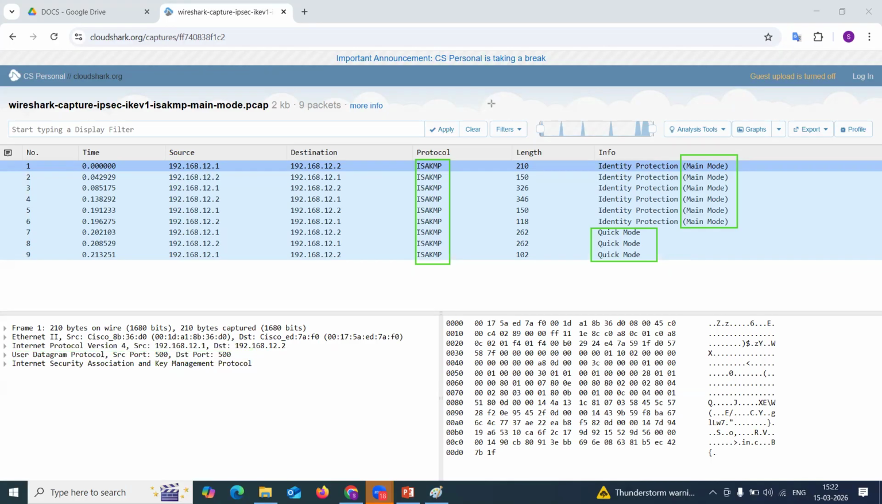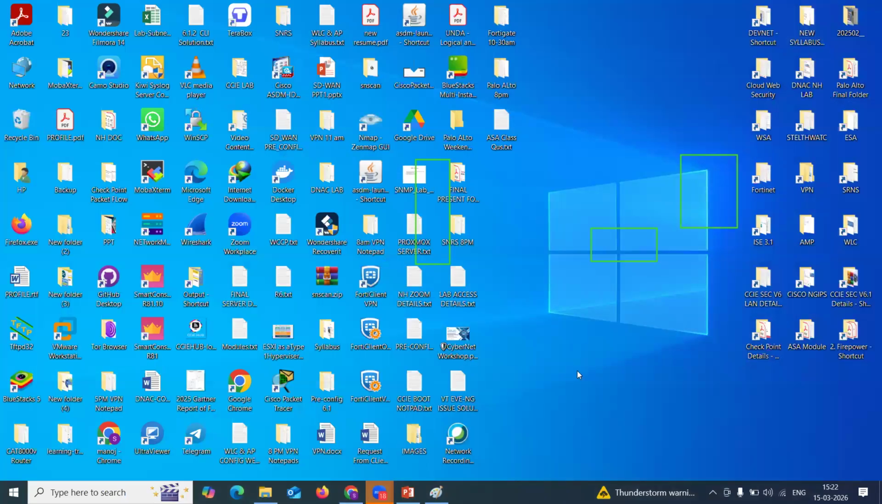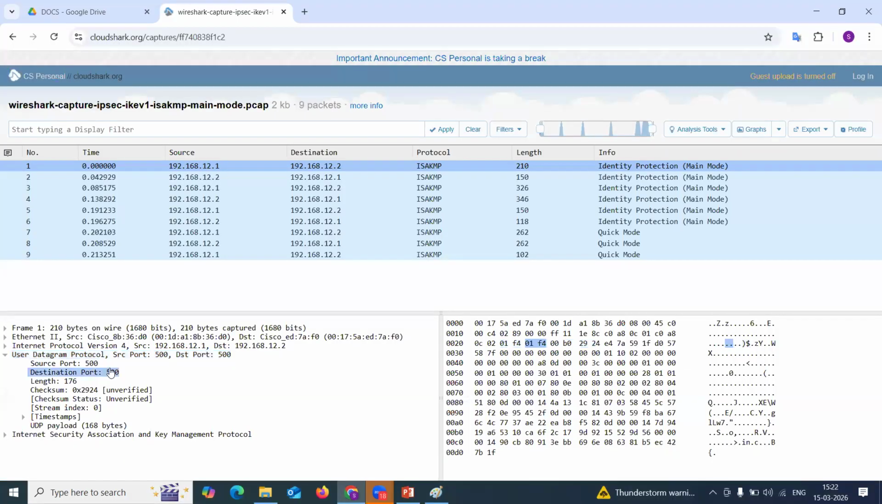Okay, sir. See, guys, generally, whenever you are communicating, your source port is dynamic and destination port is fixed. Generally, whenever you do a communication, your source port is dynamic and destination port is fixed. General communication I'm talking about. But in the case of IPsec, my source port and destination port both are fixed. It should be 500 only. Okay.